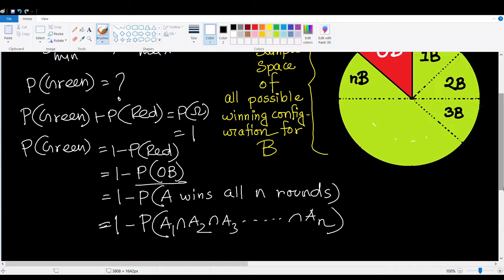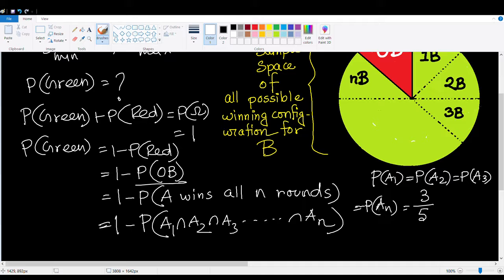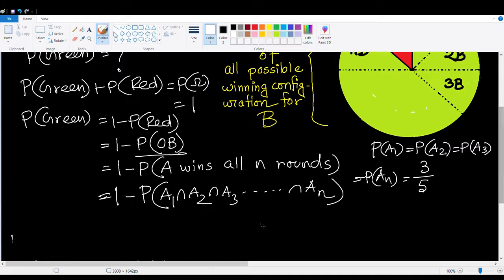Now the probability for A to win a single round is given as 3 by 5 in the main question. So since all the single rounds are identical for A to win, P of A1 through P of An, all of these probabilities will be equal and they will be equal to 3 by 5. Now since these events are independent, because the result of any round is independent of the others, we can replace it by P of A1 times P of A2, P of A3, up to P of An.